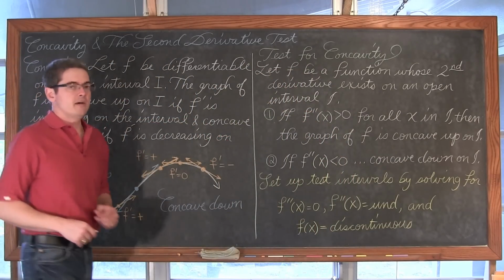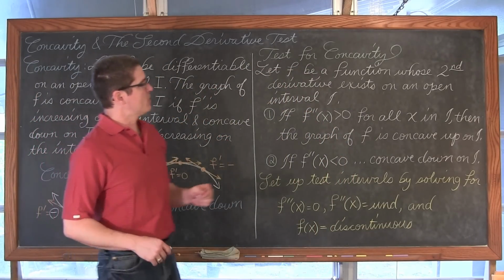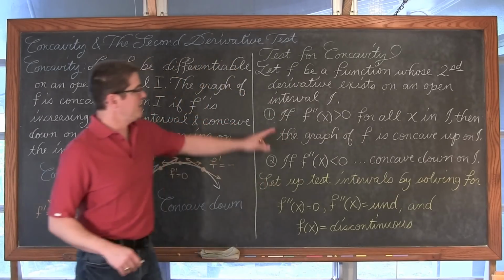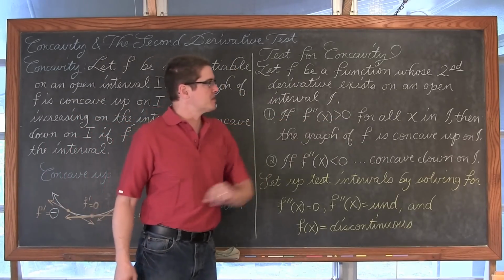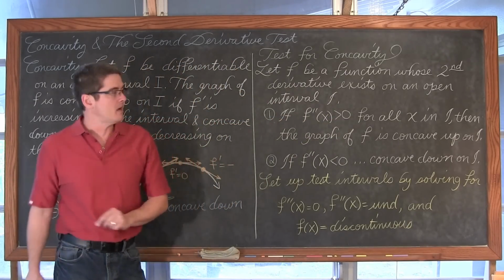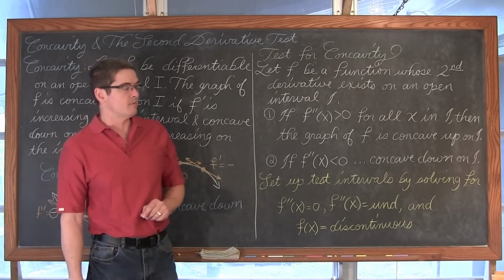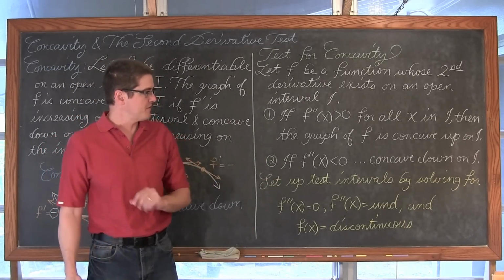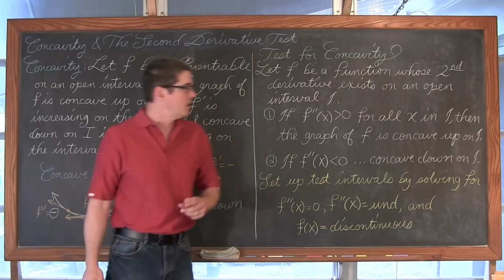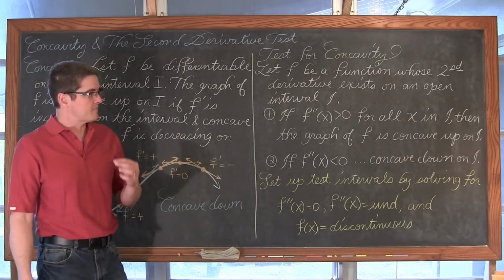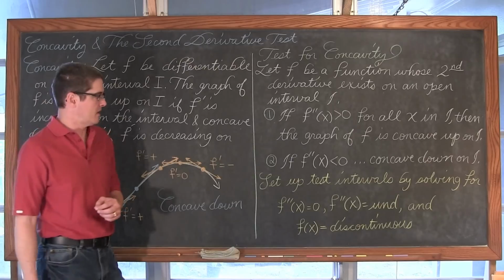Okay, so test for concavity. Let f be a function whose second derivative exists on an open interval. If your second derivative is positive for all x in that interval I, then the graph of f is going to be concave up. If the second derivative is negative, that's going to be the same thing, except it's indicating that the function is concave down.